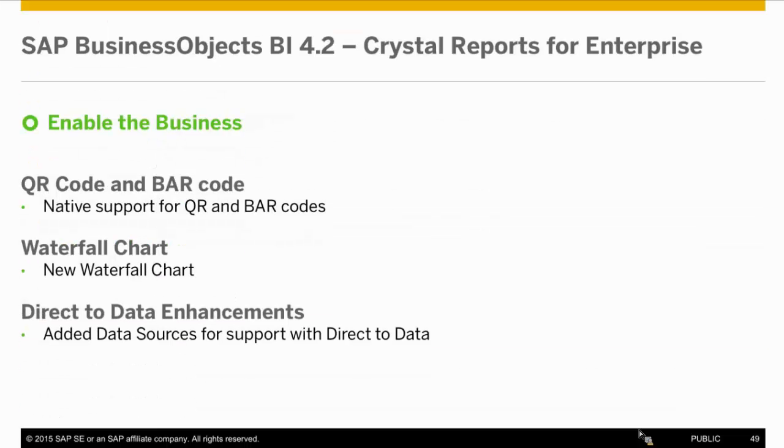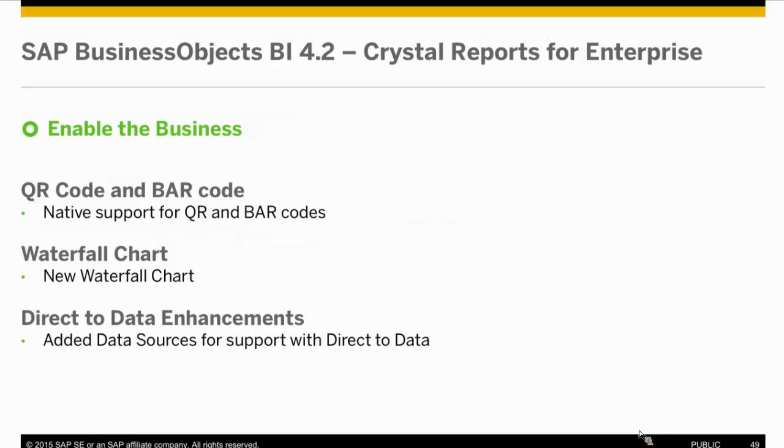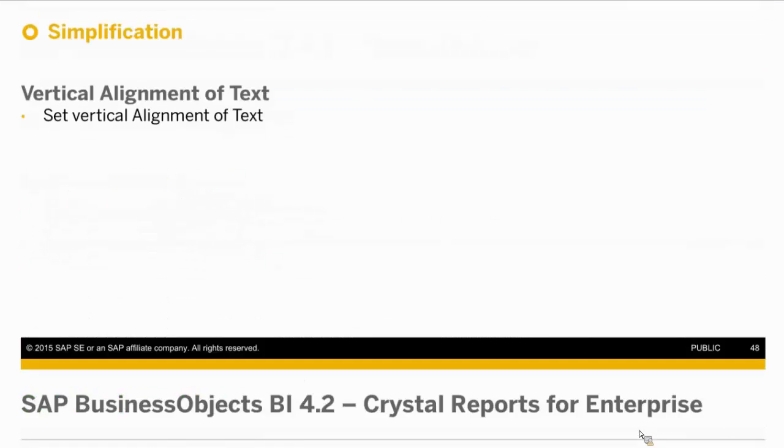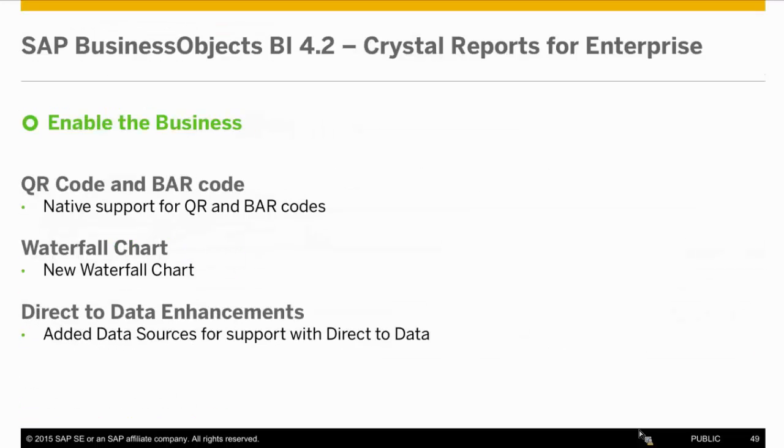We added support for QR code and barcode, which is basically a catch-up functionality from Crystal Reports. The same with the waterfall chart. It's also a catch-up functionality as it was already available in Crystal Reports 2013. We added additional data sources that can be leveraged with the direct-to-data. And the direct-to-data, if you're familiar, for instance, with Web Intelligence, is basically equal to freehand SQL. The ability to navigate into the direct SQL engine of your data source, write the SQL code, and Crystal Reports will create a report out of it.